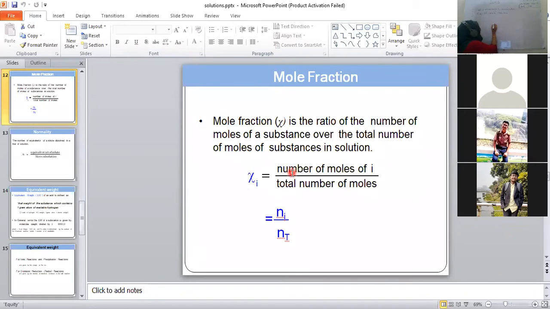So suppose you have two substances A and B in a beaker. Na and Nb are the mole numbers of species A and species B. So what is the mole fraction? You have to calculate the mole fraction. If you want to calculate the mole fraction of A, the mole fraction of A is the number of moles of A divided by the total number of moles of the solution. Is it clear?